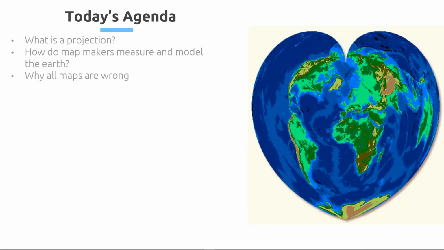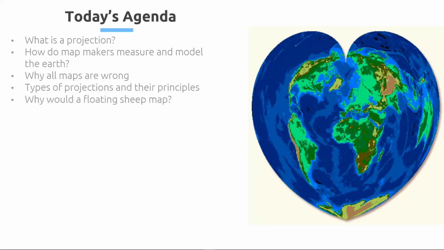We're going to talk a little bit about why all maps are wrong, or kind of why they lie a little bit, which is not to say they're not true, just to say that they're kind of forced to do so. And then we will discuss just some different types of map projections and kind of their principles and how they work. We'll talk a little bit about the floating sheep article that you all read.